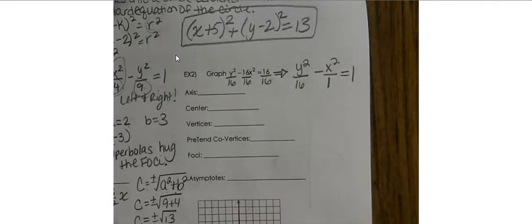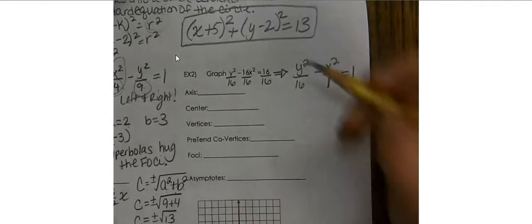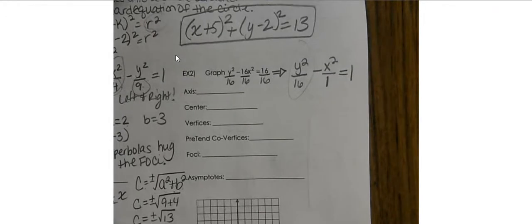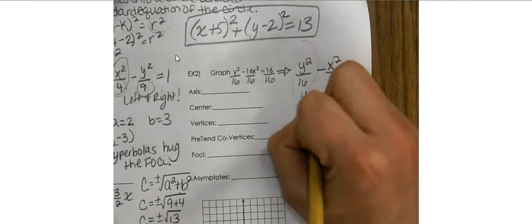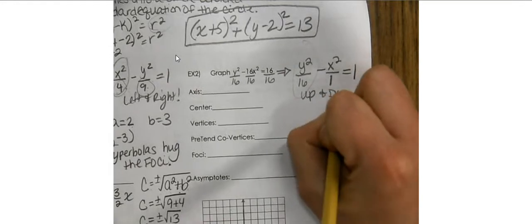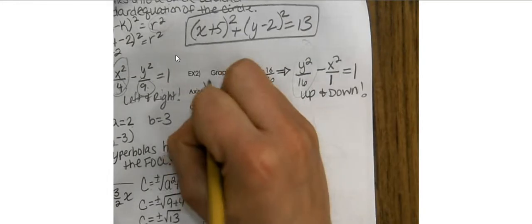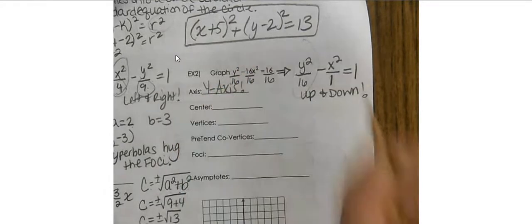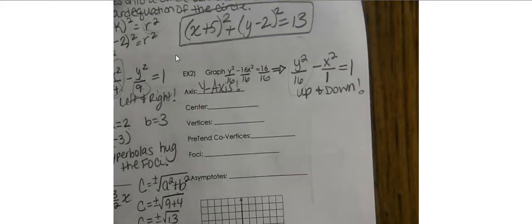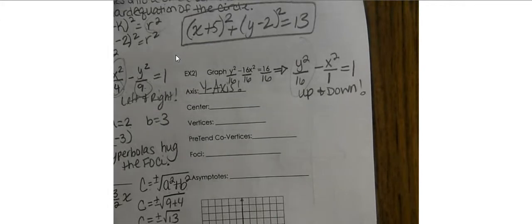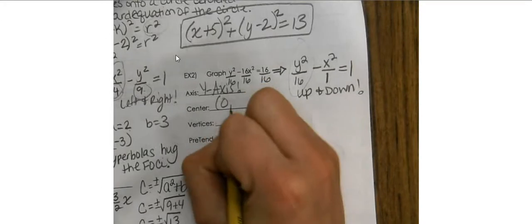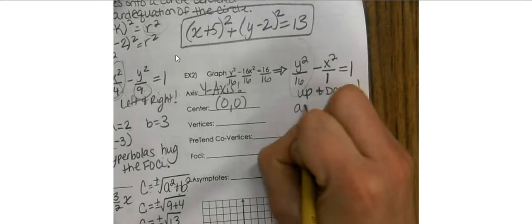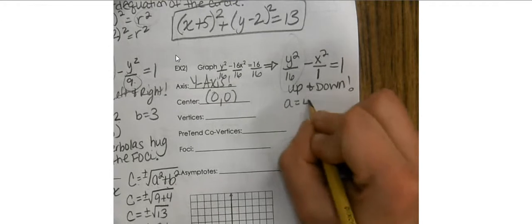That's very important here. Now, because y squared is first, y squared is our winner. Y is going to be our axes that we're going to be focusing on. This means that our hyperbola is going to be up and down. And y-axis is our winner this time around because it comes first. It is our positive fraction, so it's coming first. Center is going to be 0, 0. My A value this time is the square root of 16, which is 4, and my B value is equal to 1.